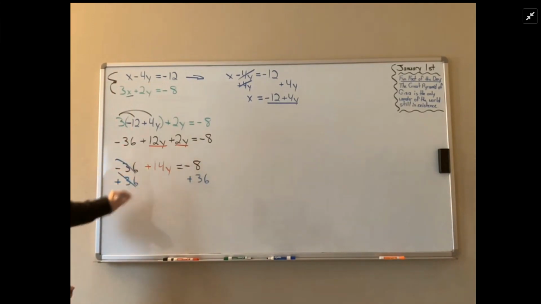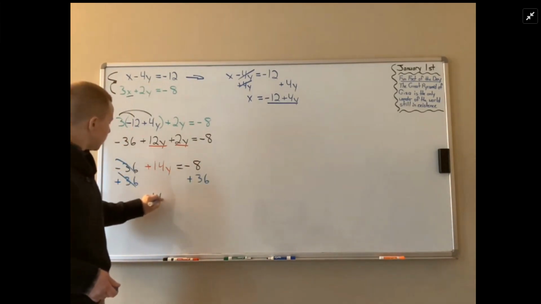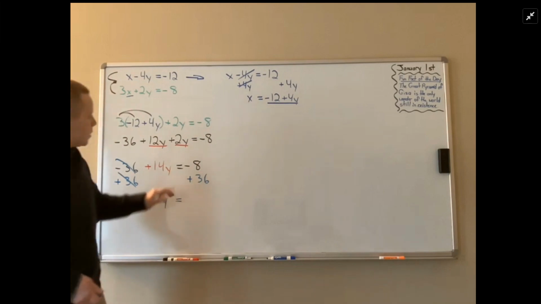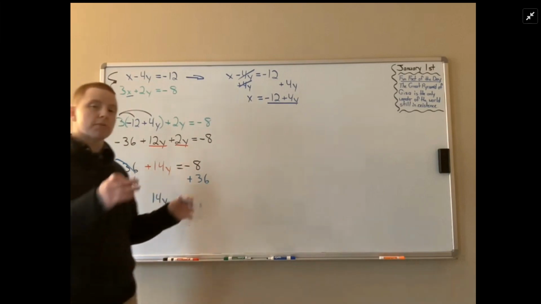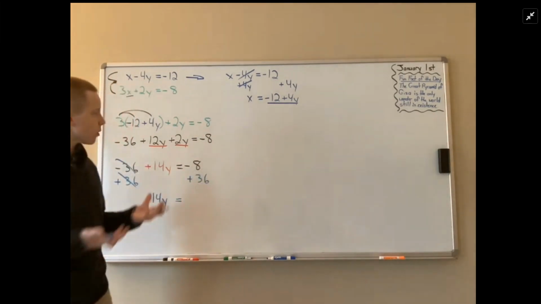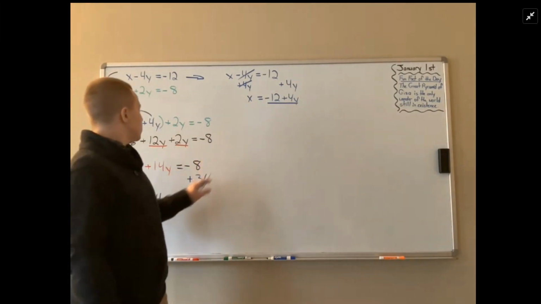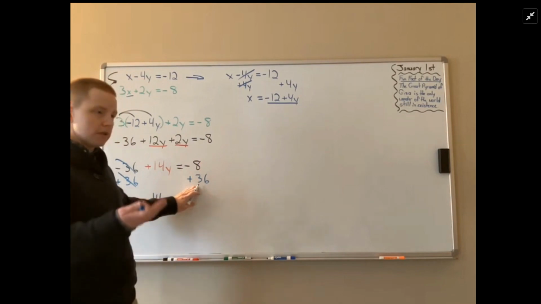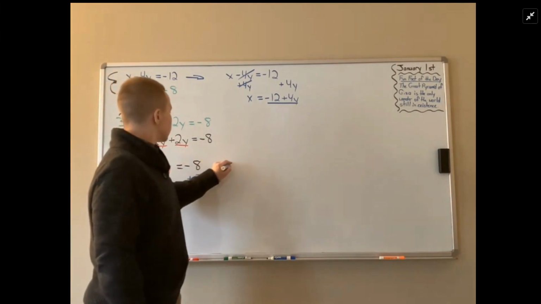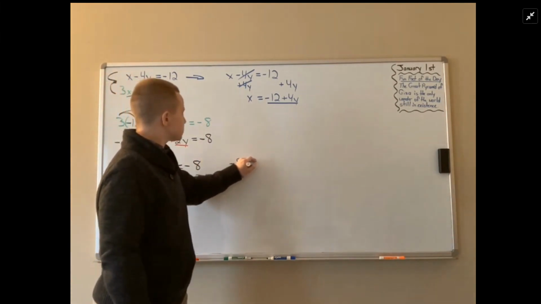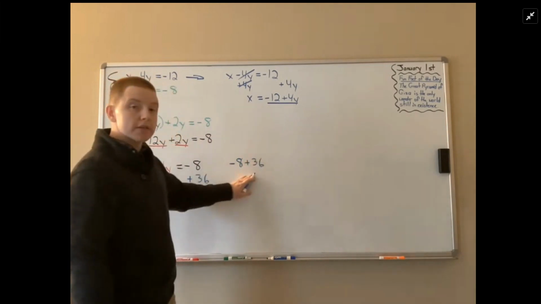So those cancel, and then we're going to be left with 14y equals, and then you have negative 8 plus 36. Again, you can do that in your calculator, or you can do it longhand. If you have issues with negatives and positives, you can just write the positive number first if you'd like. So let's go to the side here. Negative 8 plus 36.